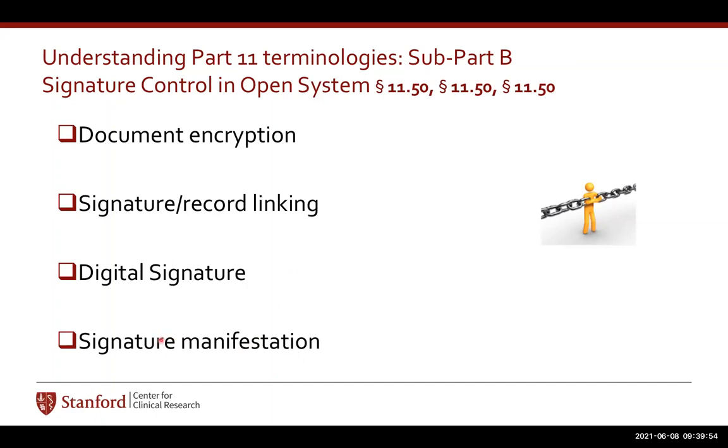And then signature manifestation is another term that Part 11 uses, which means that when you sign a record, what it is for. For example, I review and approve the consent form.